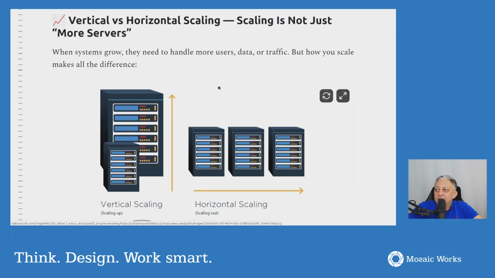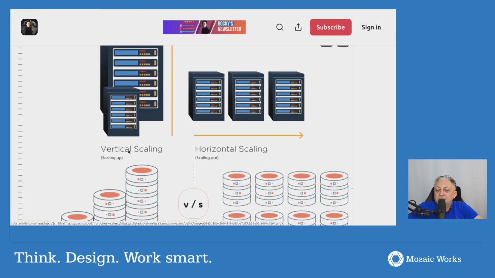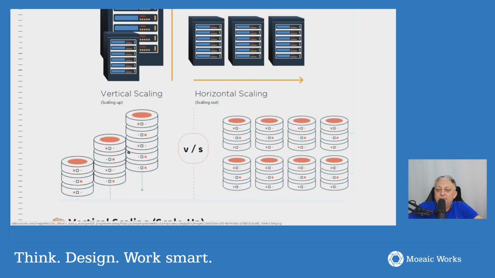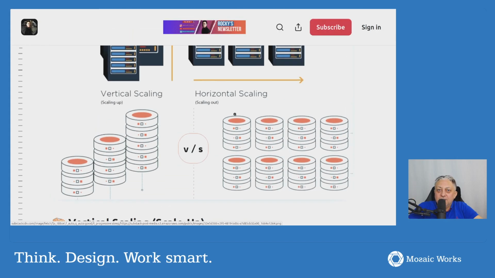First of all, vertical versus horizontal scaling. When systems grow, they need to handle more users, data, or traffic, but how you scale makes all the difference. Vertical scaling, scaling up, means you're basically getting better servers. So if you're using cloud, you're switching from a lower instance to a higher instance, more memory, more storage, whatever you need, more CPU. Or you can do horizontal scaling, which is scaling out. So you add more servers.